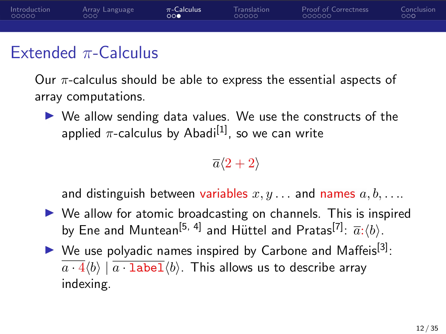So we can broadcast on channels as well, and this is something that came about in the work by Ene and Muntean, and later was studied by Hüttel and Prasad. And this is the notation that we use. A colon B means that on channel A we broadcast B to possibly lots of recipients. And moreover, because we want indexing, we use polyadic names, so names can be composite names. So what we have here says that we actually want to look at the cell with index 4. That's the idea. So that's what we need to extend our pi-calculus with.